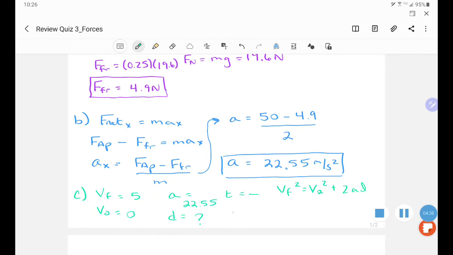And in solving for distance, we have final squared minus 0 squared over 2 times 22.55, and that gives us 0.55 meters. Hope that's helpful, guys. Thanks.